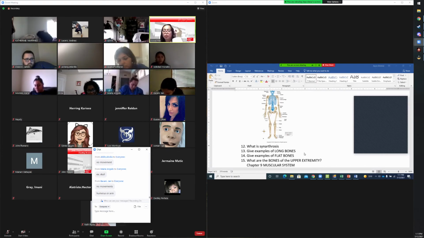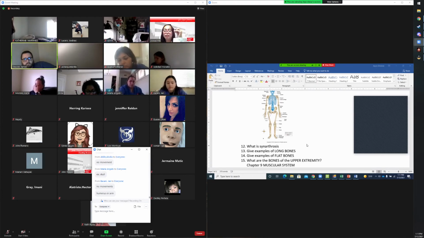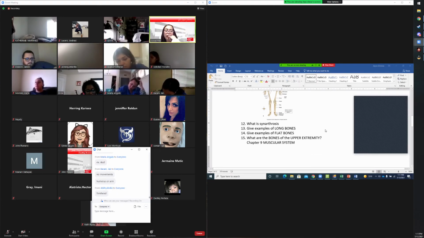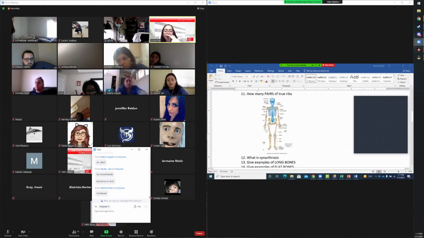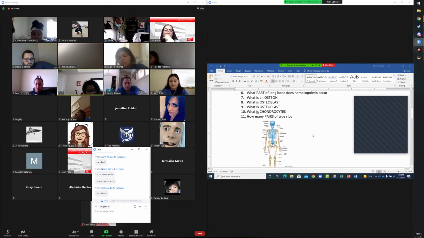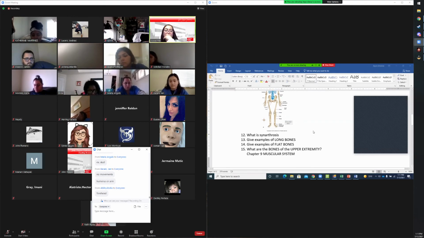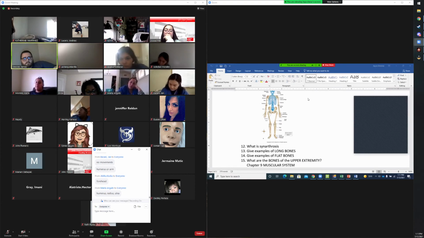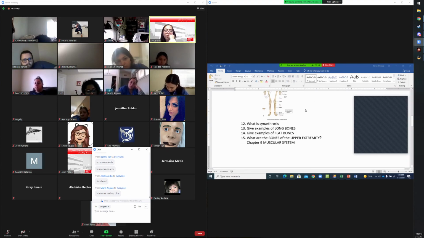Flat bones. The skull, scapula. Flat, the skull. Bones of the upper extremities. Remember, this is your upper, this is your lower. What are these bones? Please do not include your clavicle and your scapula. It's the humerus, radius, ulna. Very good.